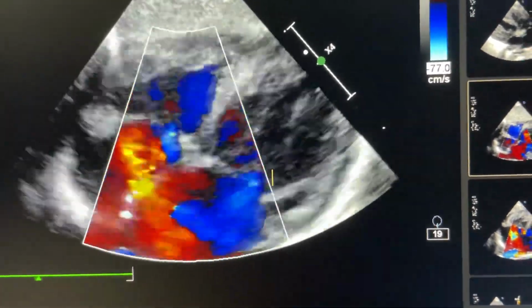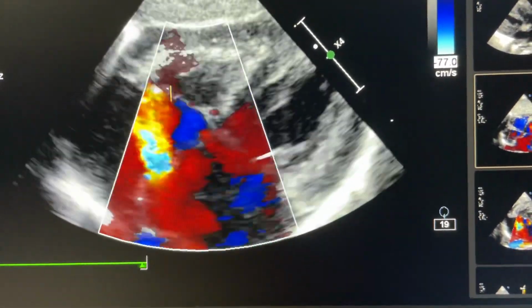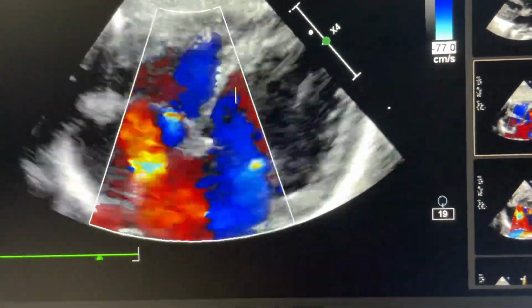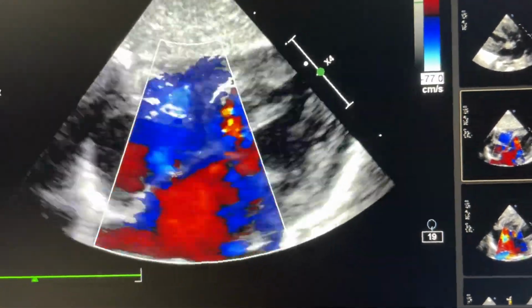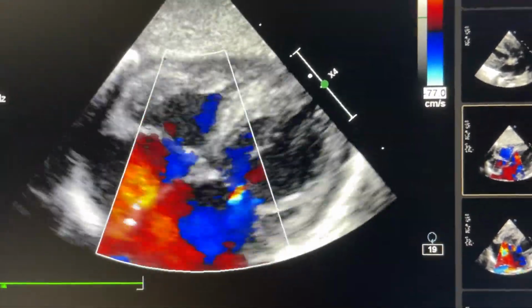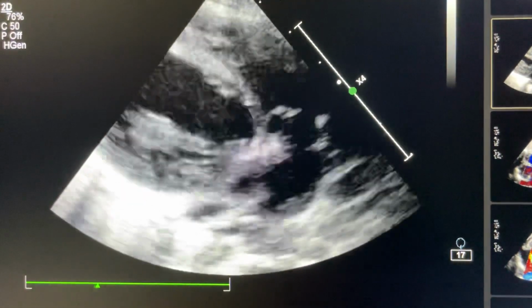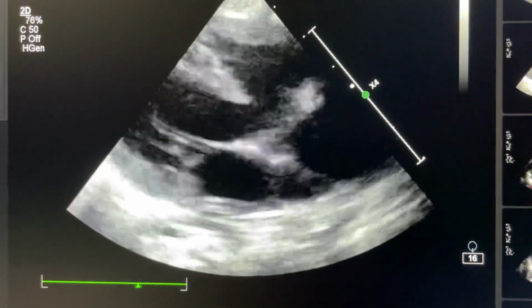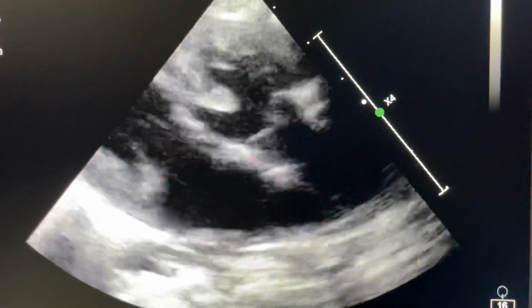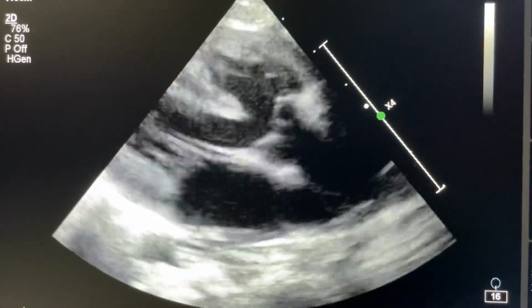In a case of tetralogy of Fallot, what we see is right atrium and right ventricle enlarged, or right ventricular hypertrophy. But in this case, what we see is left atrium and left ventricle enlarged. So this kind of case will show you a mild malalignment VSD with pulmonary stenosis.